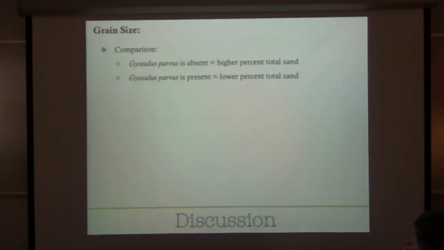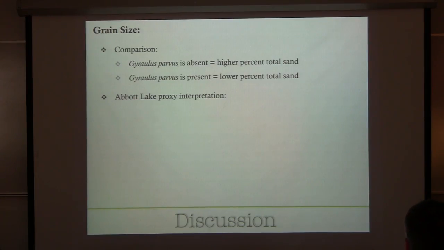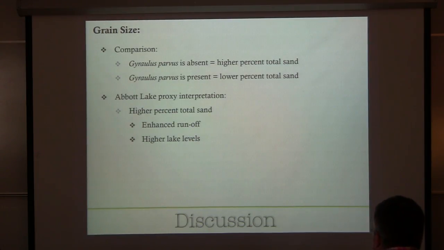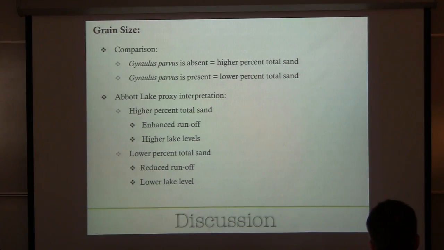So we compared our grain size to the GP record, and we found that we have high sand when GP is absent and a deep lake's inferred, and low sand when GP is present and a shallow lake's inferred. Therefore, we said that our grain size can be a proxy for runoff, such that when we have high total sand, it means enhanced runoff and higher lake levels. When we see low percent sand, it means reduced runoff and lower lake levels. However, the relationship between the two is not always 100% true. There are some parts where it doesn't always match up, but it matches up enough to give us confidence that it is a reflection of the runoff variability.